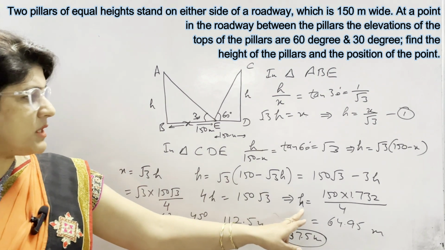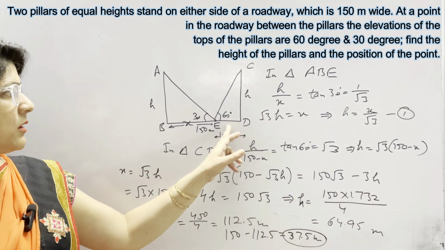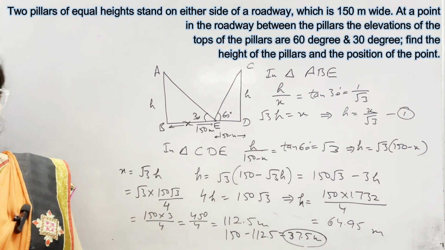So height of this pillar is 64.95 and the distance of this point from CD pillar is 37.5 and from AB it is 112.5 meter.